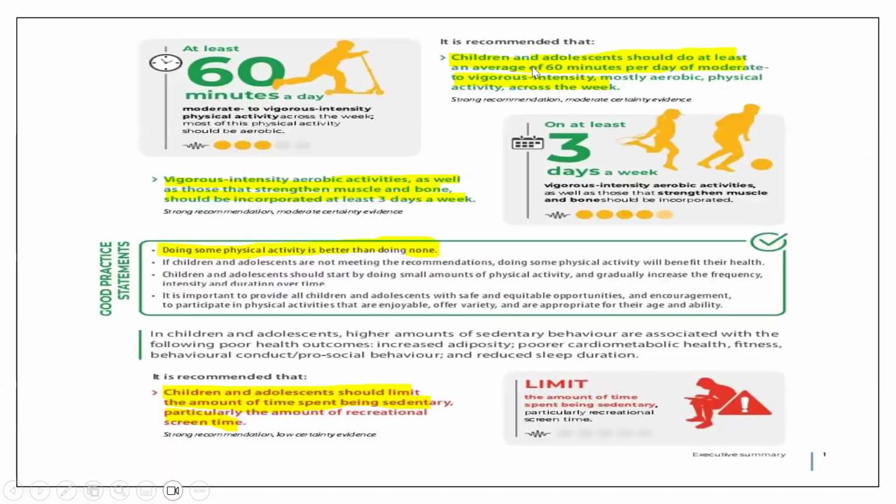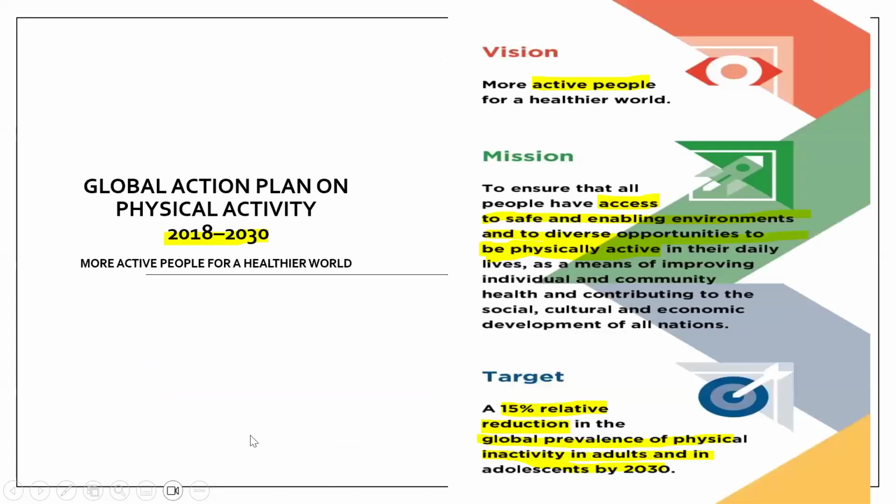WHO recommends that children and adolescents should do at least an average of 60 minutes per day of moderate to vigorous intensity, mostly aerobic, physical activity across the week. It is also recommended that vigorous intensity aerobic activities, as well as those strengthening the muscle and bone, should be incorporated at least 3 days a week. Remember, doing some physical activity is always better than doing none. It is also recommended that children and adolescents limit the amount of time spent being sedentary, particularly the amount of recreational screen time.